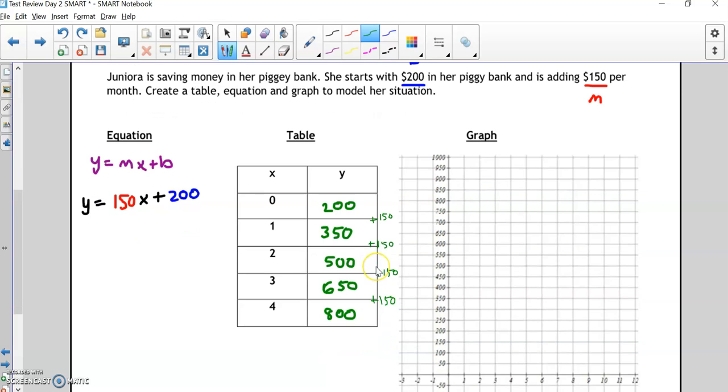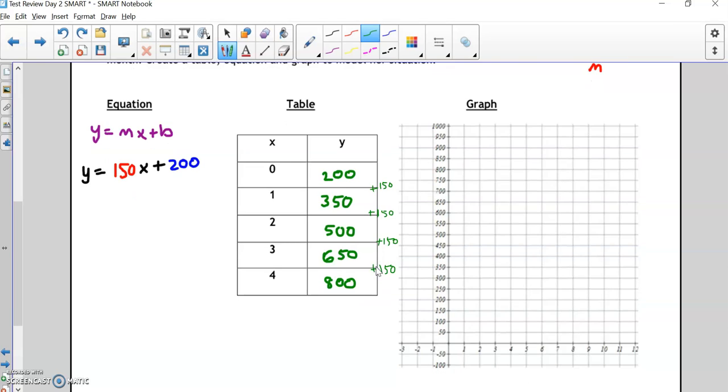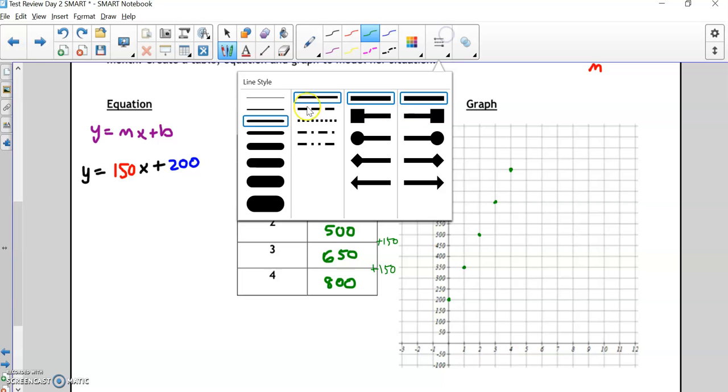All right. Now that we have our table, we can very easily make our graph. It's just going to be a line. So at 0, we'll just plot our point at 200. 1 is at 350. 2 is at 500. 3 is at 650. And we've got 4 at 800. So by the 4th month, she will have saved up $800.